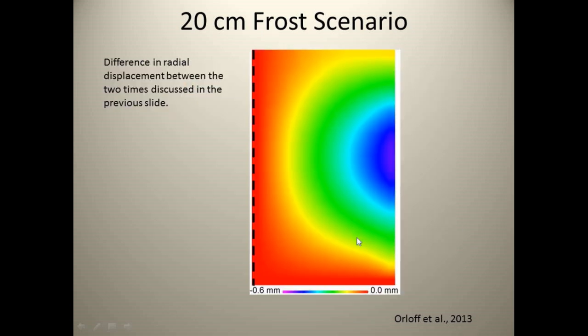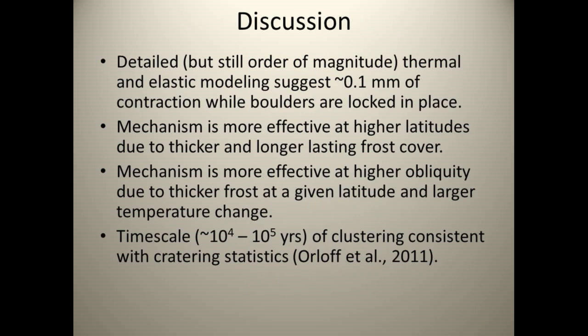When we then subtract these two images, we find the difference in radial displacement between those two times. And up here at the top, we do indeed have non-zero displacement. In fact, we find a tenth of a millimeter of displacement per year would be our seasonal average of boulder movement. So this more detailed but still order of magnitude thermal and elastic modeling suggests that we have a tenth of a millimeter of contraction while the boulders are locked in place. This would be the amount of contraction or movement of the boulders we would expect on a seasonal basis.